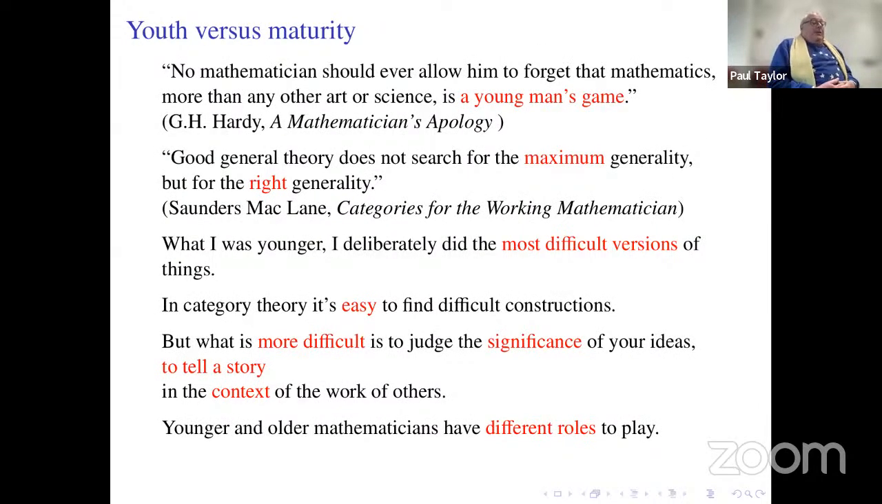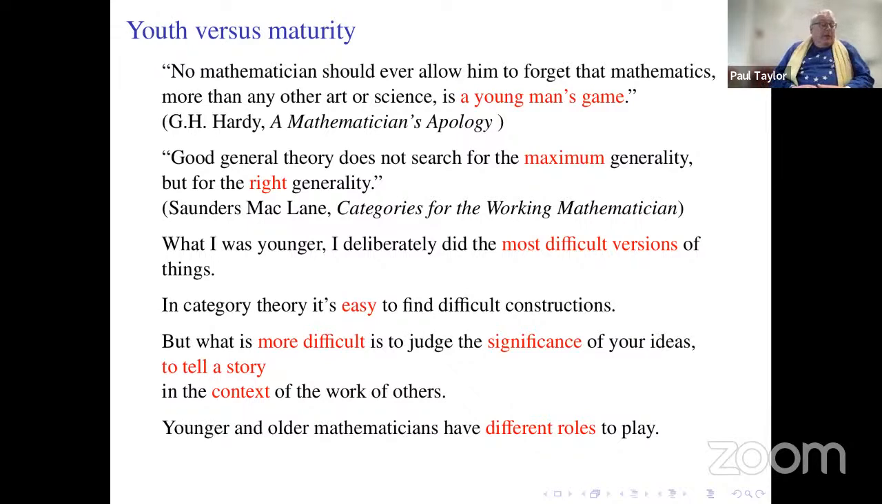But there's something else to learn from this, and that's the different roles of younger and older mathematicians. And I stress that I do not consider one to be better than the other in either direction. We have this notorious quotation from Hardy, who basically said you'll be finished when you're 40 as a mathematician. And then we have another quotation from our own community, Saunders Mac Lane, who said it's not a good idea to put lots of bells and whistles on your theory. What you need is the right generality.